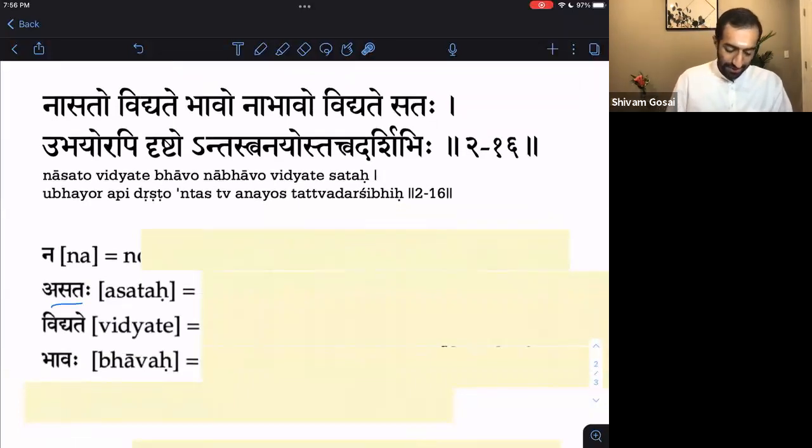So here, this first section is na asataha vidyate bhavaha. That's one sentence. Okay, so do you see a verb in this? Yeah, you see a verb, vidyate. Now, this is different than our back of the book Sanskrit questions because the verb is not at the end. We know the verb is at the end, and so that's easy, but sometimes it doesn't happen like that, right? Most of the time, it's not always like that.